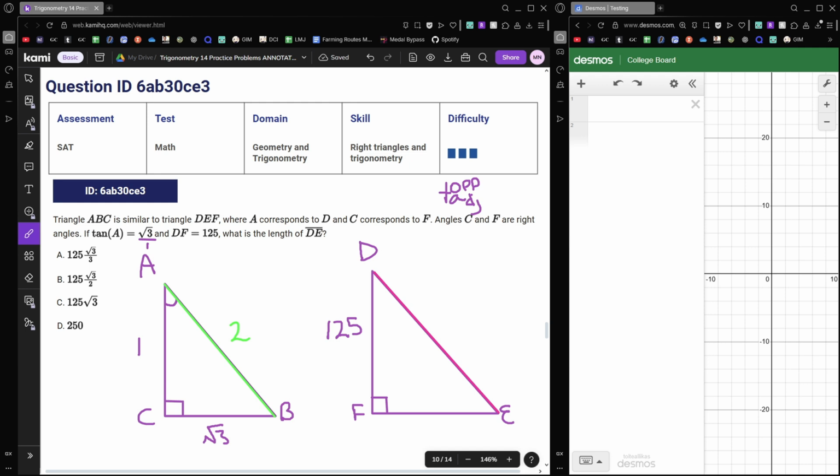Now, we know that these triangles are similar, which means that their corresponding sides are proportional. So, to go from 1 to 125, they multiplied by a certain number. And I think it's obvious what that number is. They multiplied by 125. So, to find the length of this hypotenuse right here, we can just take our hypotenuse over here, which is 2, and then multiply it by 125 to get us 250. Which means our answer is D.